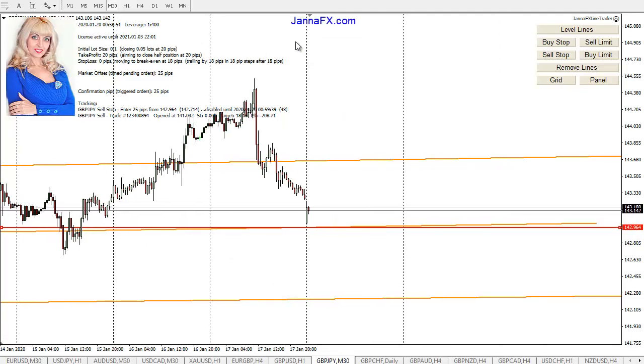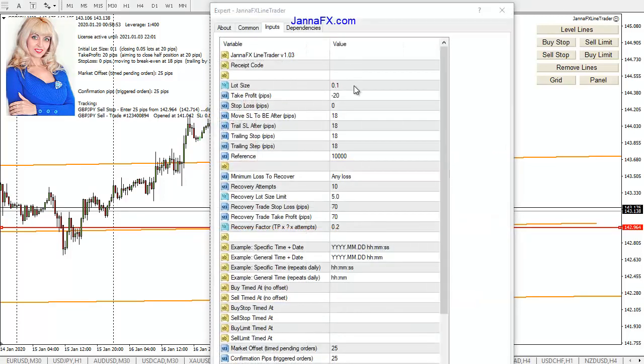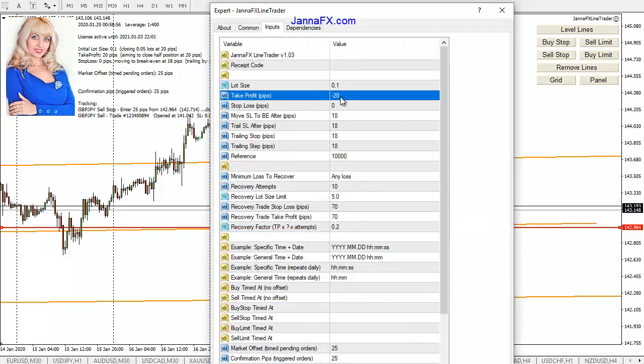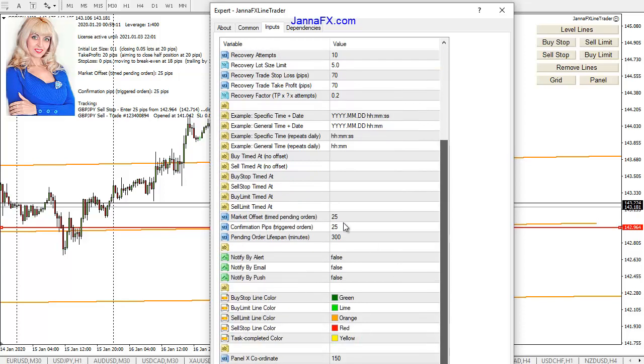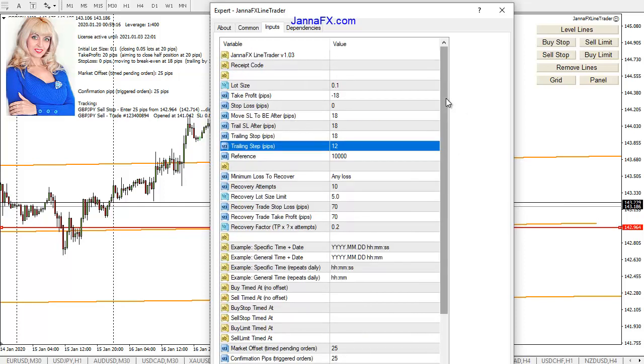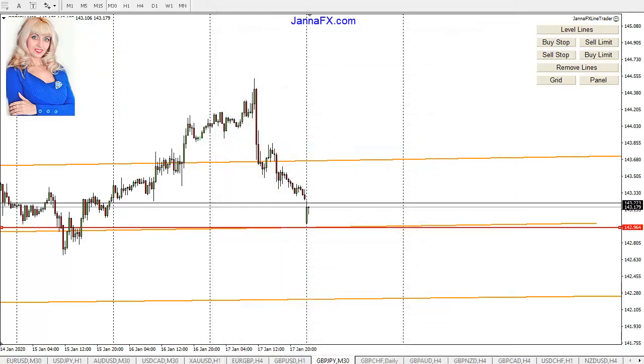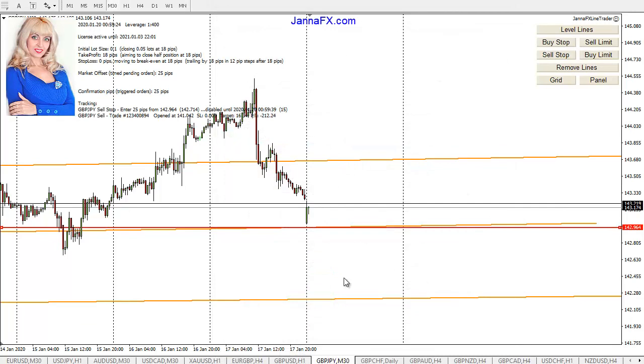So, I have setting up 0.10, closing half positions at 20, move stop loss. I think I'm going to have a little bit less just in case, and just leave it as this. Trailing stop, maybe I'll make a little bit smaller, and entry point also at 25, because we have bigger spread, and I'm also not going to use the stop loss. Okay, and yeah, that's pretty much it with the main pairs.